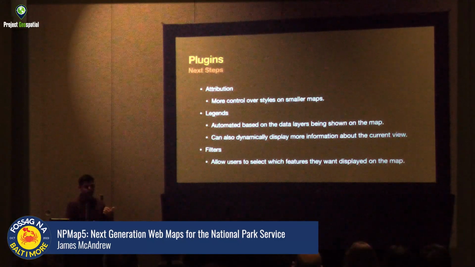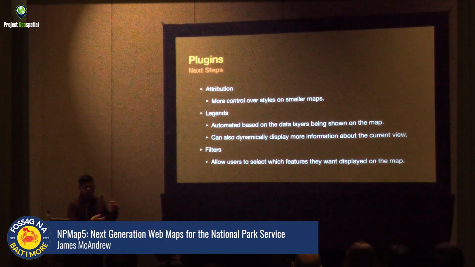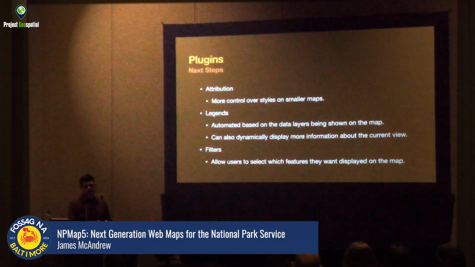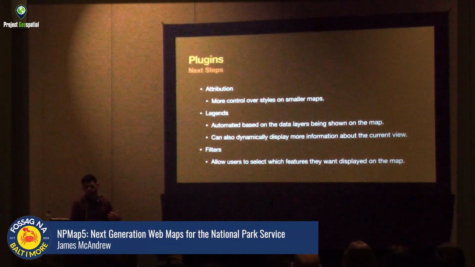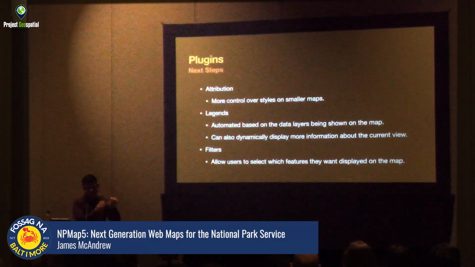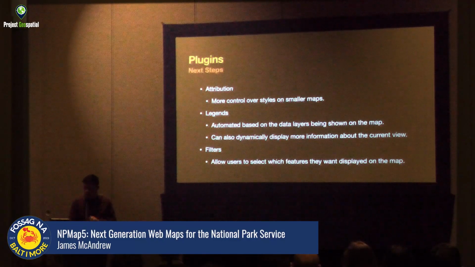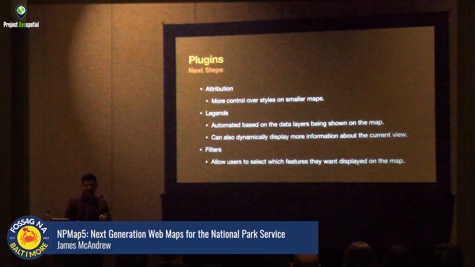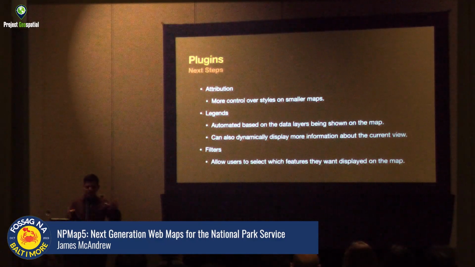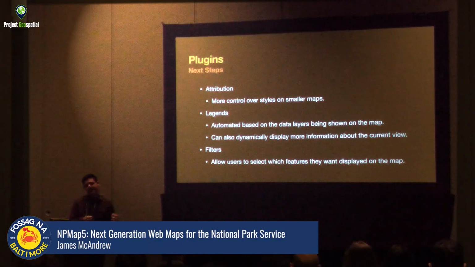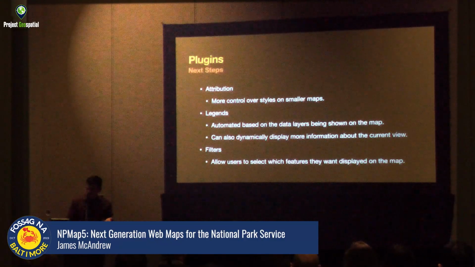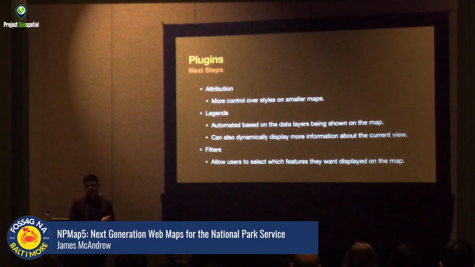We also want to do legends. Right now we have legends on our maps, but they're generally handmade, where we say this is what we want to display and this is how it shows up. We've tried automated legends in the past. They're not so good. It's really hard to guess what's on the map and what the user's trying to get out of it. But we're trying to figure out some way that we can hit a balance.